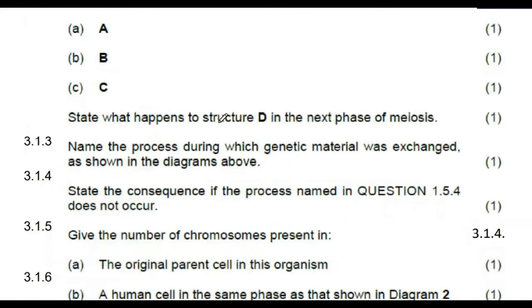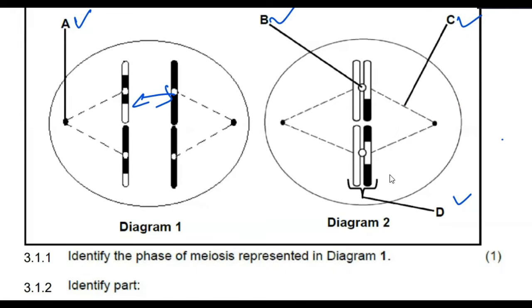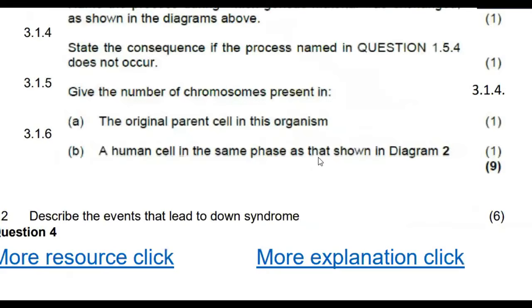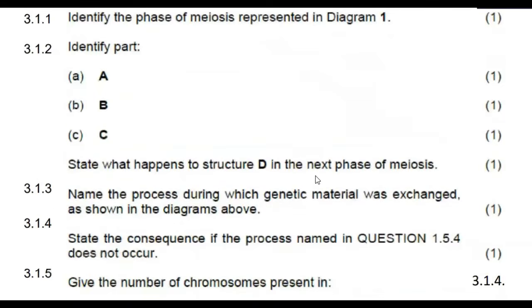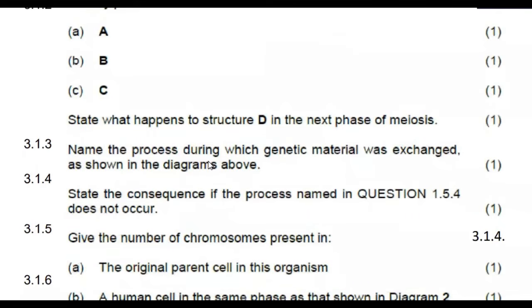State what happens to structure D in the next phase. What is structure D? Structure D, these are the chromosomes. So the chromatids move to opposite poles due to contraction, or the shortening, of the spindle fiber. Name the process during which genetic material was exchanged. We say the process is called crossing over, and it occurs during prophase 1.